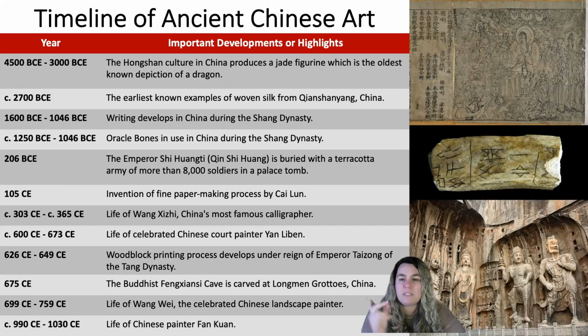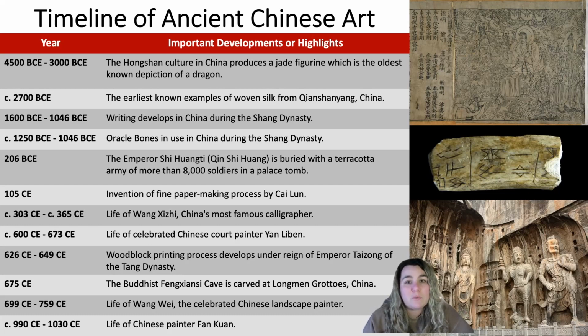Oracle bones, you see one of those above me in the middle. These were used for fortune telling and so forth, but we see some of the earliest examples of writing taking place on these. And then we see the Terracotta Army. There is an episode of the Art with Mrs. Cat podcast that coordinates with this lesson where we dive in and go into detail on the terracotta soldiers or the Terracotta Army in that complex.